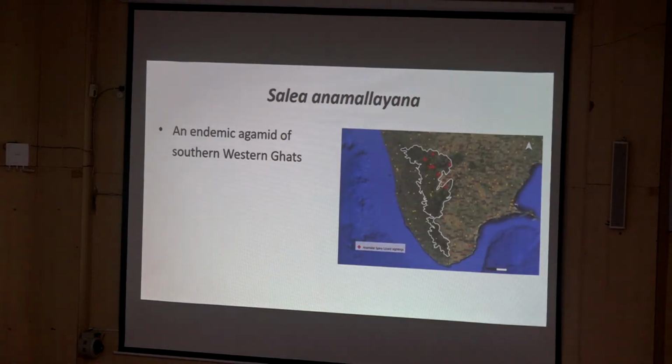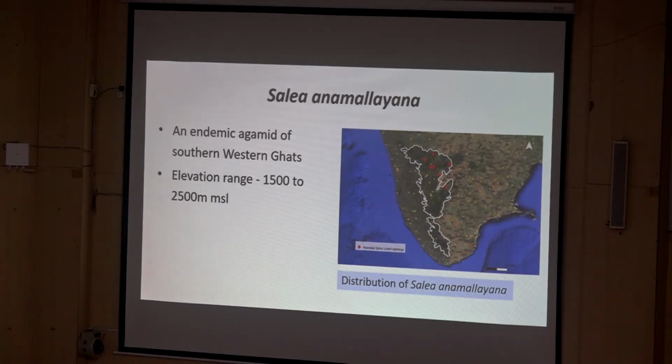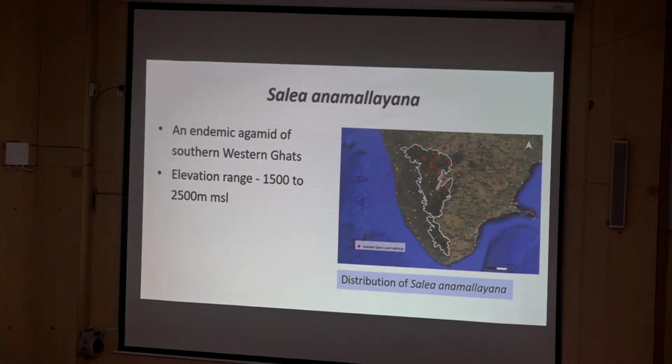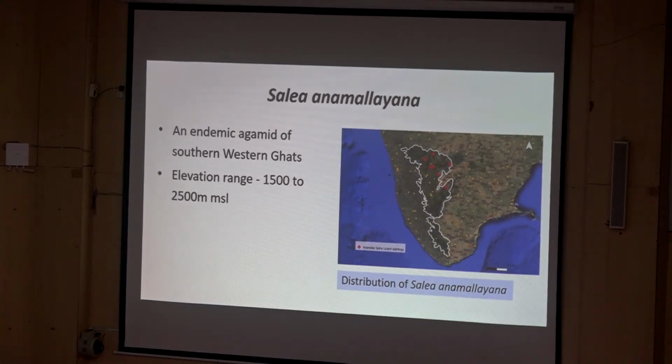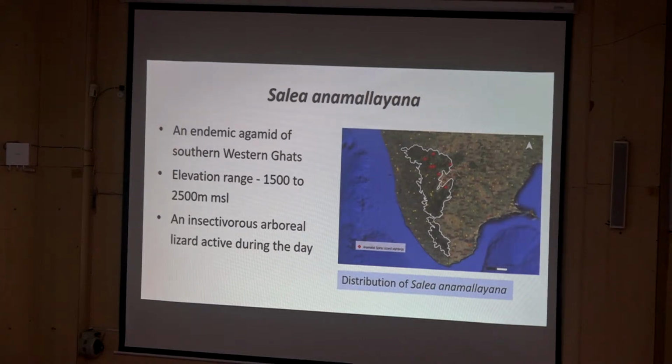Salea anamallayana is an endemic agamid lizard of the southern Western Ghats, south of the Palghat Gap. It is a high elevation species, found above 1500 meters above mean sea level up to 2500 meters. It is an insectivorous arboreal lizard which is active during the day. March and April.